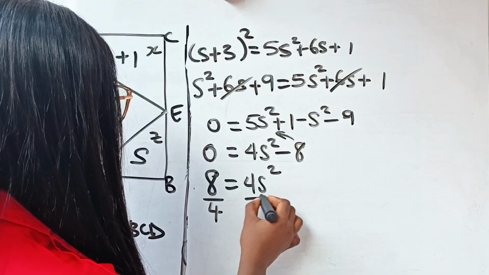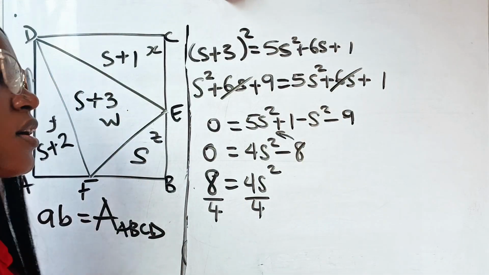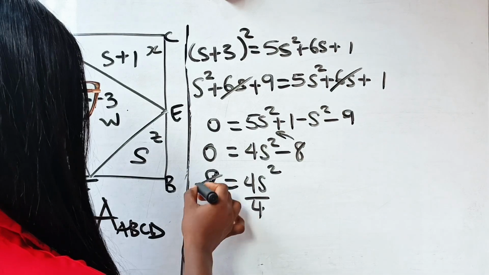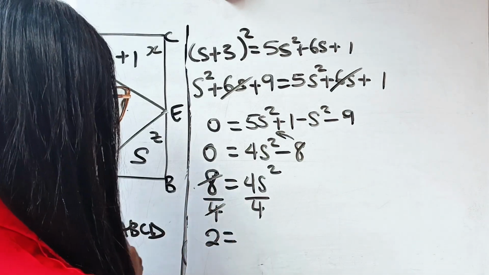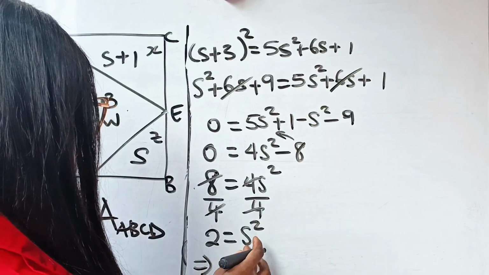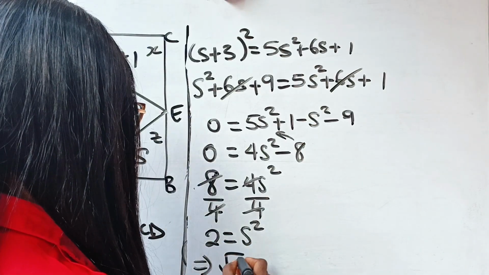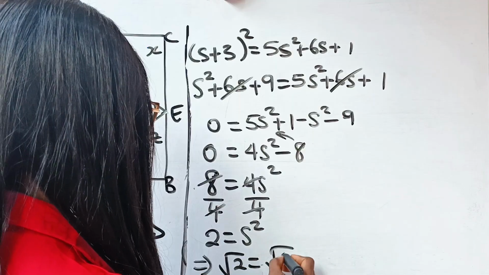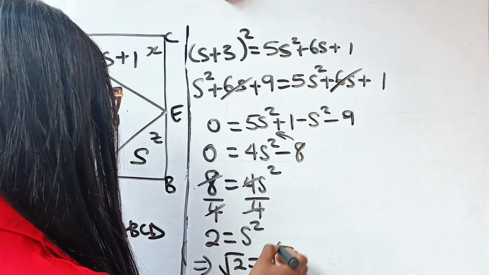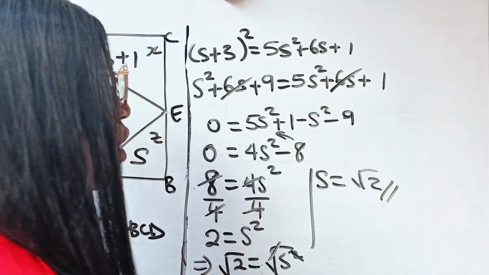Let's divide both sides by 4. Remember the question says we should find the value of s. So we divide this, we have 2 is equal to s squared. This simply means that to get the value of s, we take square root of both sides. So square root of 2 is square root of s squared. This will remove this and we have that s is square root of 2.